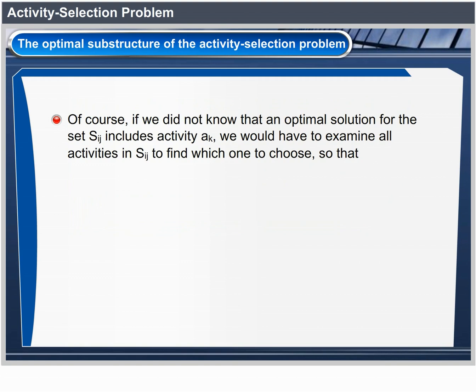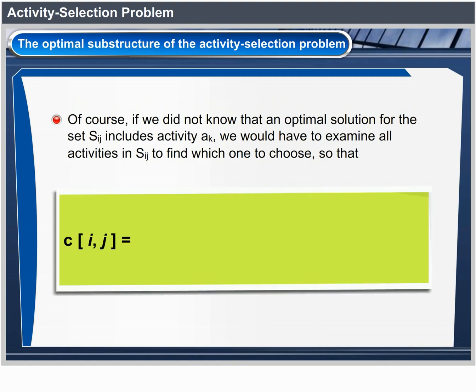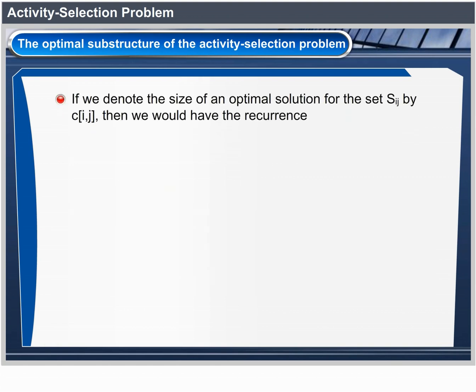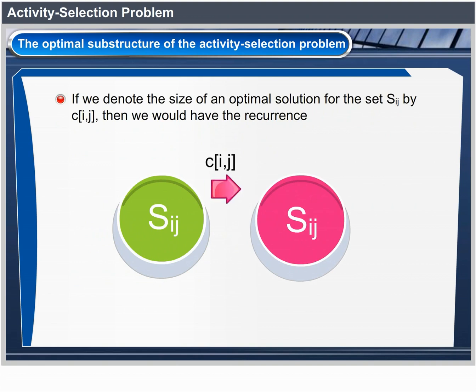have to examine all activities in Sij to find which one to choose, so that c[i,j] equals 0 if Sij equals null, and max over Ak belonging to Sij of c[i,k] + c[k,j] + 1 if Sij is not equal to null. We would then develop a recursive algorithm and memoize it, or we would work bottom up and fill in table entries as we go along.